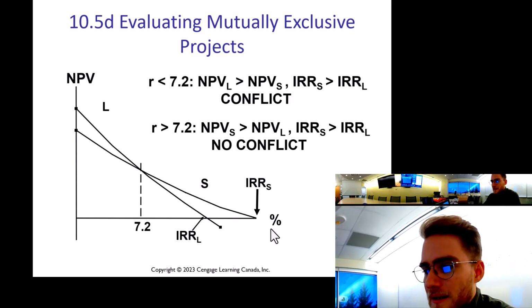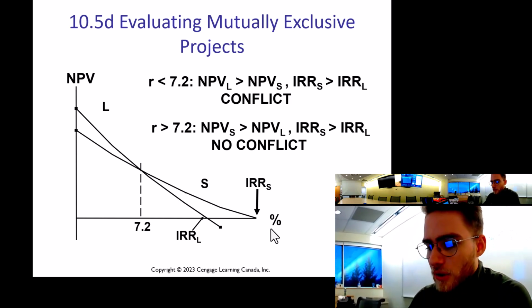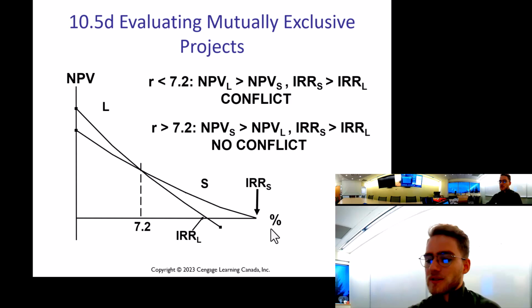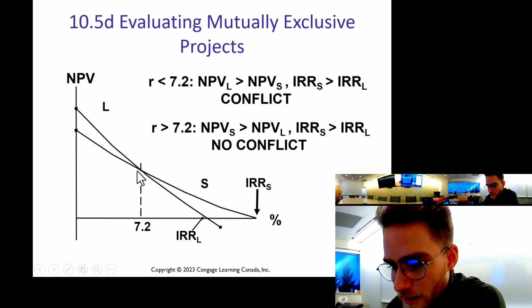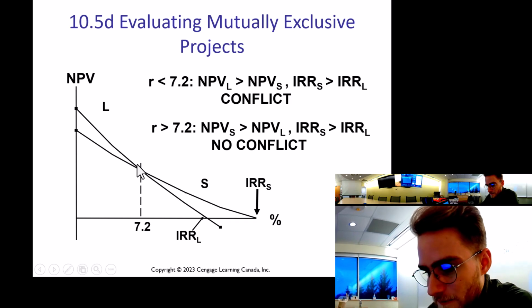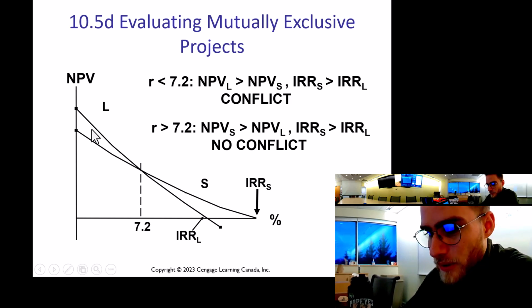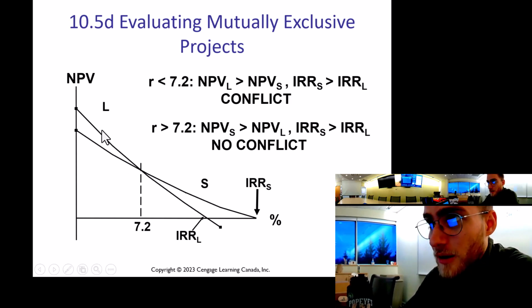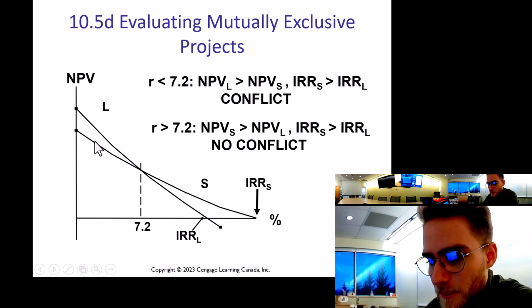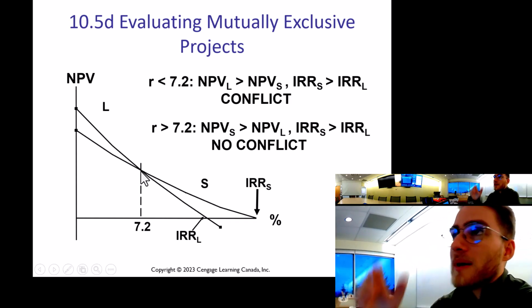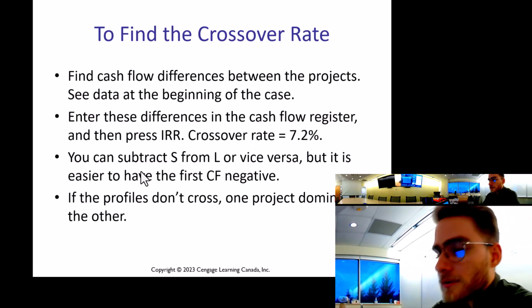Okay, and then evaluating mutually exclusive projects. When it comes to mutually exclusive projects, that's when we care about the crossover rate, because that's when our decision changes, aka the rate at this point right here. So at the 7.2%, if I pick a discount rate that's higher than 7.2%, I'm going to pick project S, because project S is worth more than project L. But if I pick a discount rate that's less than 7.2%, I'm going to pick project L because it has a higher net present value than project S, right? So at that 7.2%, that's the point where my decision would change, and that's why the crossover rate is important.